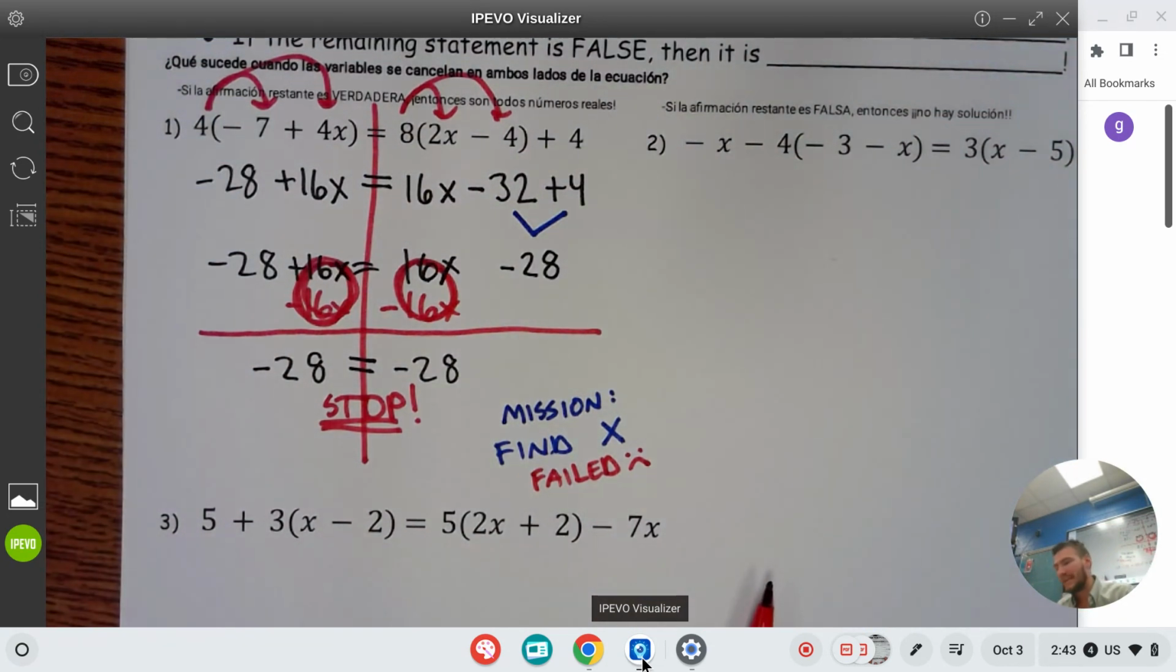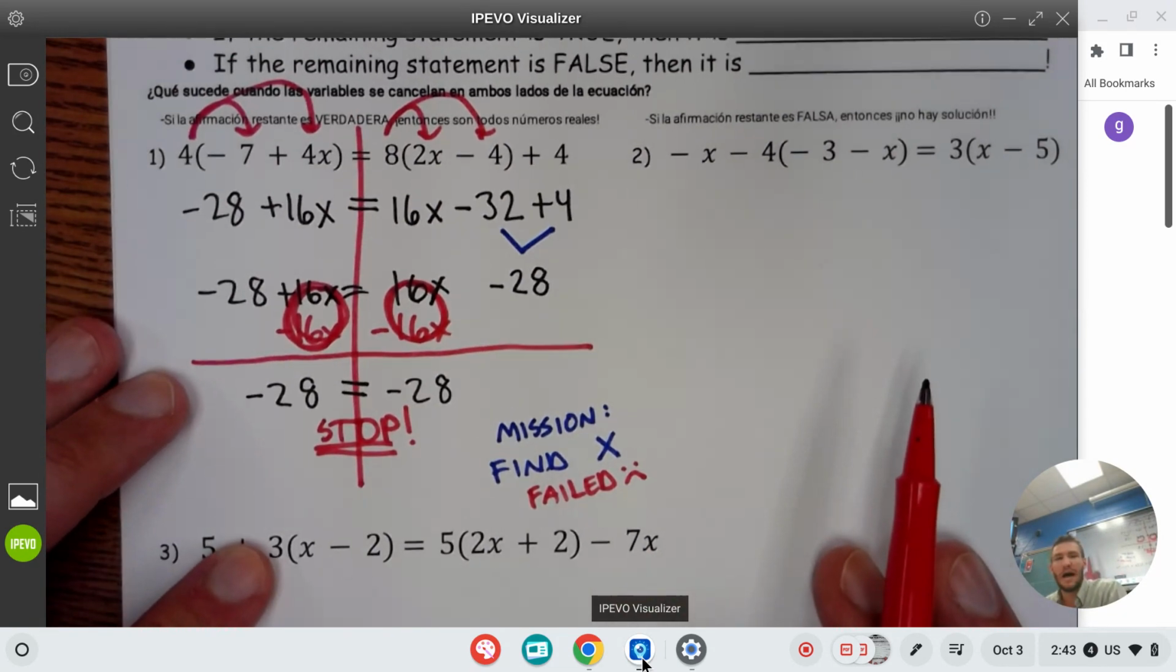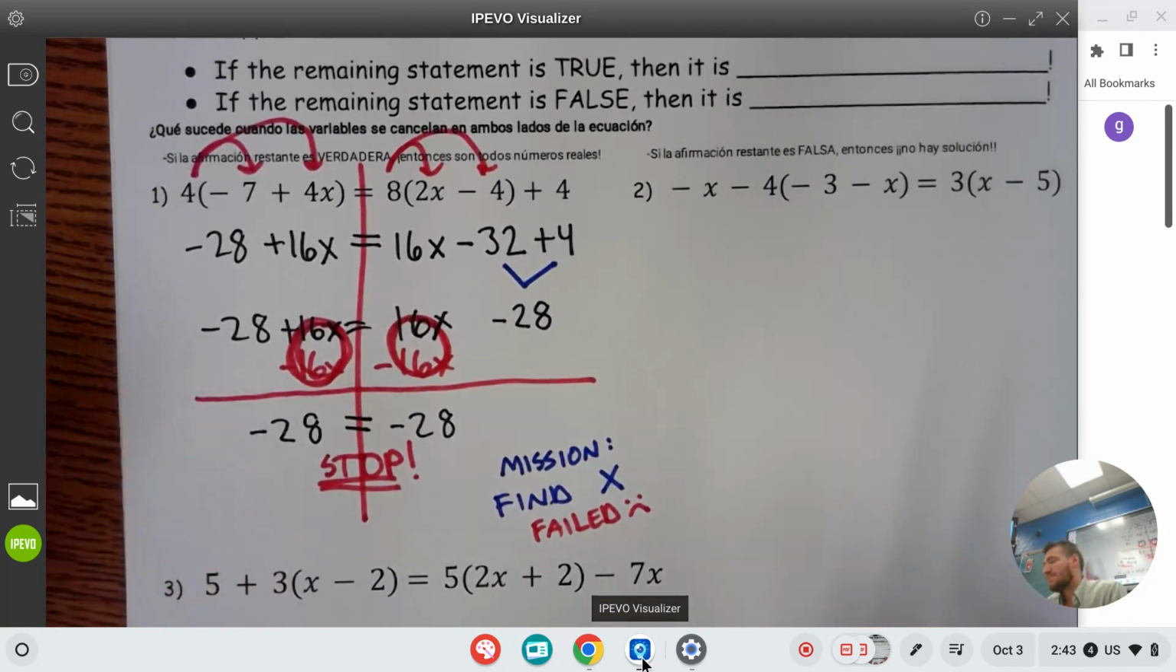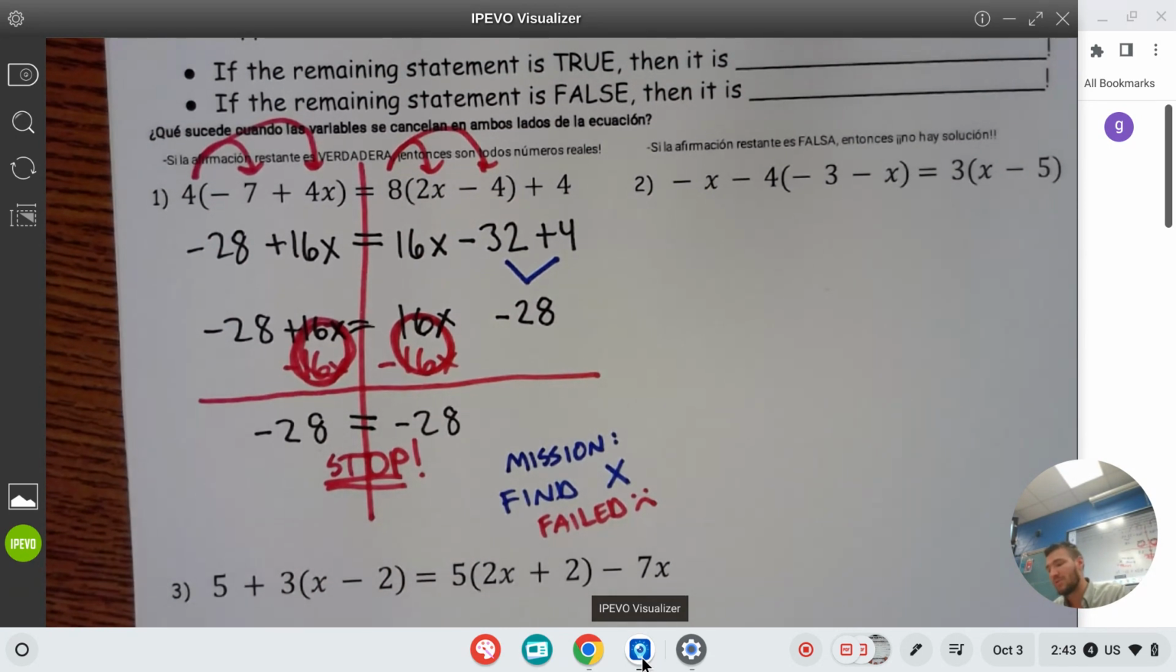Now, we still need to come up with an answer. But our answers are going to be a little different, okay? It's not going to be x equals 5, x equals 6, because there's no more x's. We have two options, true or false, but the real answer is not the word true or false, okay? First of all, look at this. Negative 28 equals negative 28. Is that a true statement or a false statement? A true one.